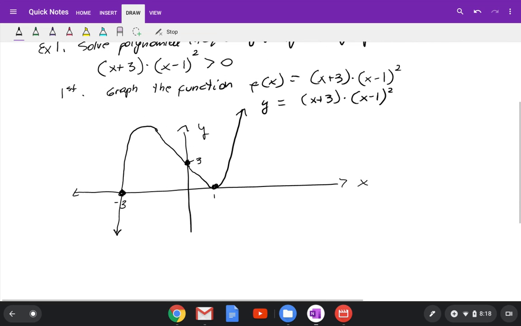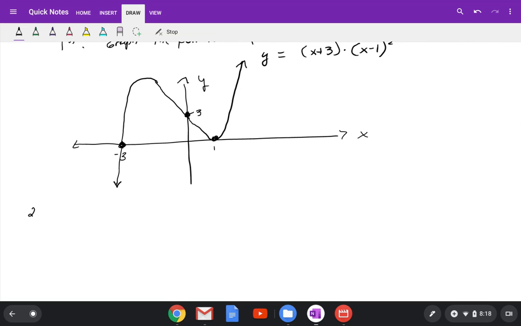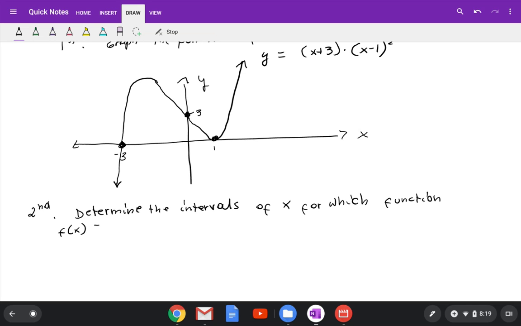So when we graph it, second, what you're going to do next with that graph, you have to determine the intervals of x for which the function f of x equals x plus 3 times x minus 1 squared has positive y values.